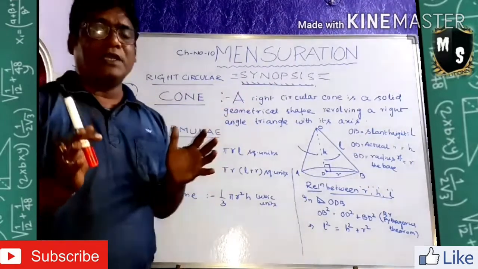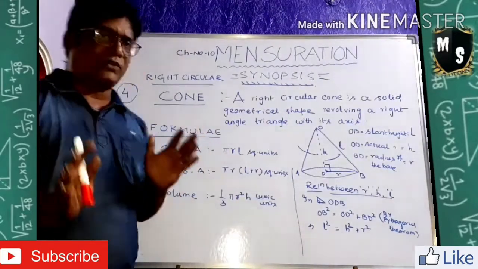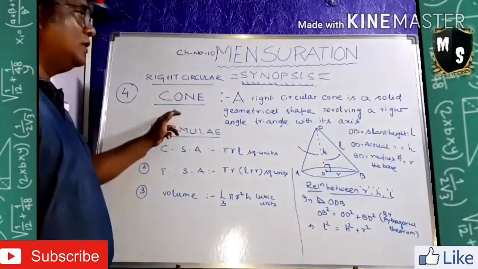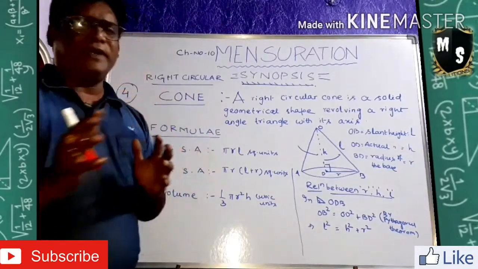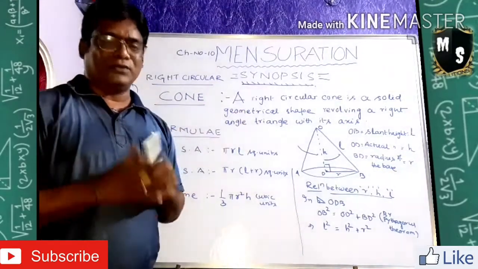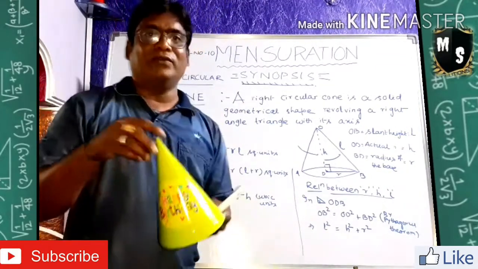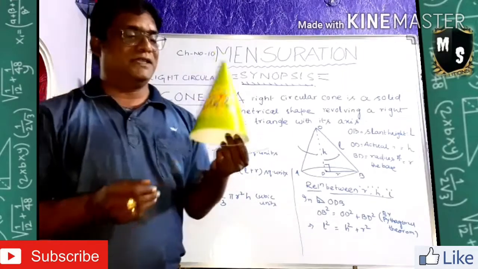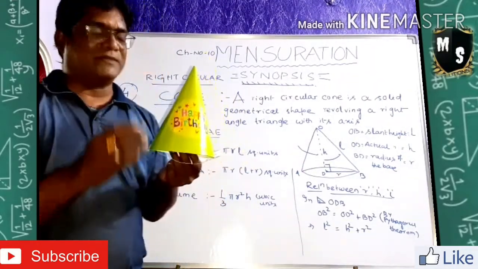Synopsis number 4 is a very important solid shape, called the right circular cone. What is it called? Right circular cone. Everybody is familiar with a cone. Today I have some fun with you. I already brought a cone for you. See the cone. It is a joker's cap, a birthday cap. I will explain now what is happening.